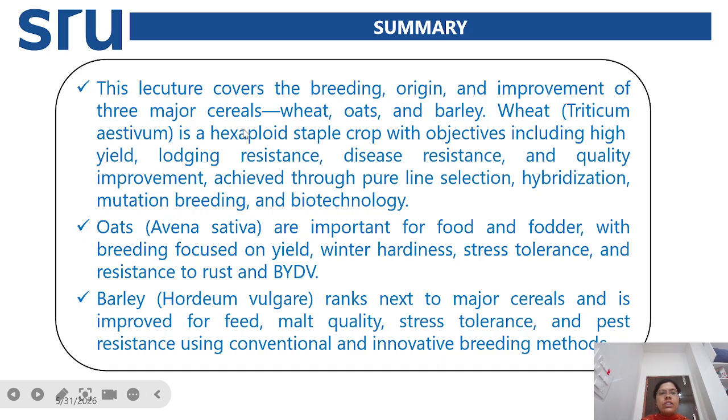So these were achieved by different breeding methods like pure line selection, hybridization, mutation breeding, and biotechnology.